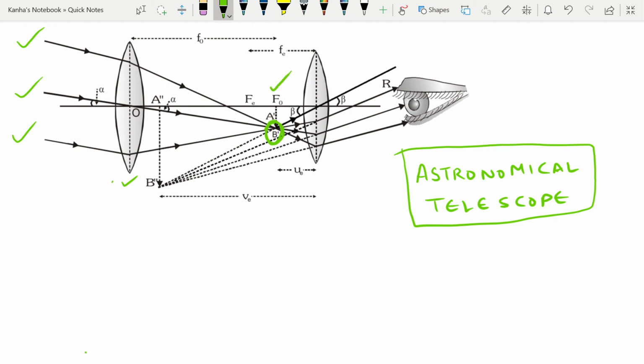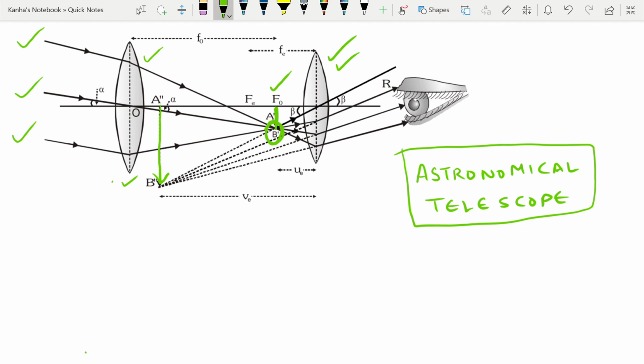It's making itself at the focus. Now this image A'B', which I have given here, will act as the object for the eyepiece, and it will form a final image at A''B''. Here you can note that the aperture of the first lens is greater than that of the second one, or the aperture of the objective is greater than that of the eyepiece.